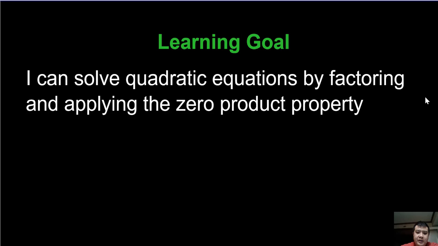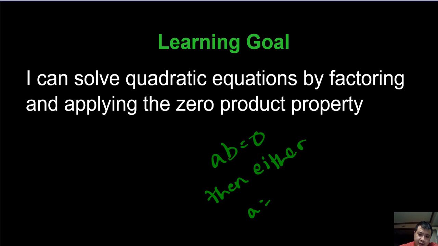Today's learning goal is: I can solve quadratic equations by factoring and applying the zero product property. The zero product property means that if a times b equals 0, then either a equals 0 and/or b equals 0. So one of these two factors, in order for them to multiply to 0, has to be 0.